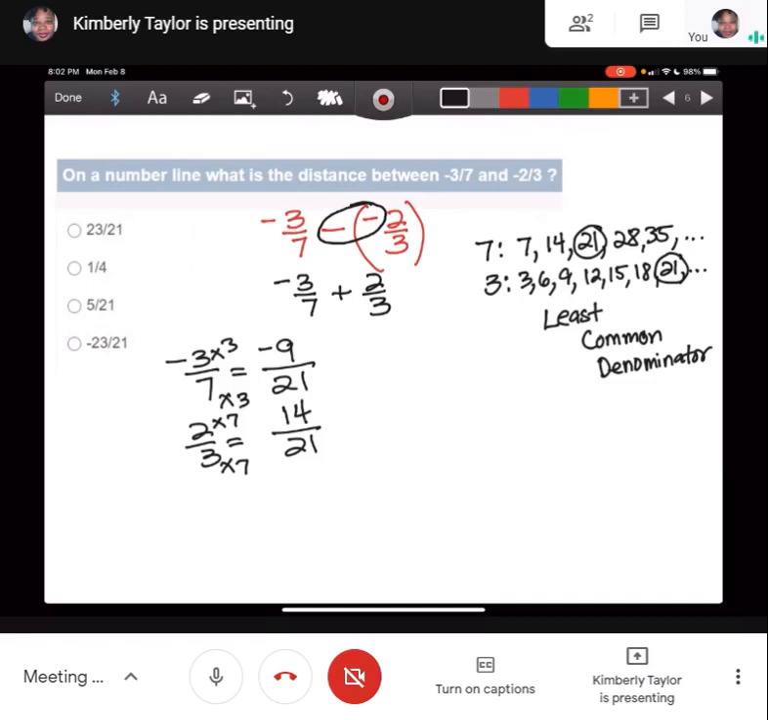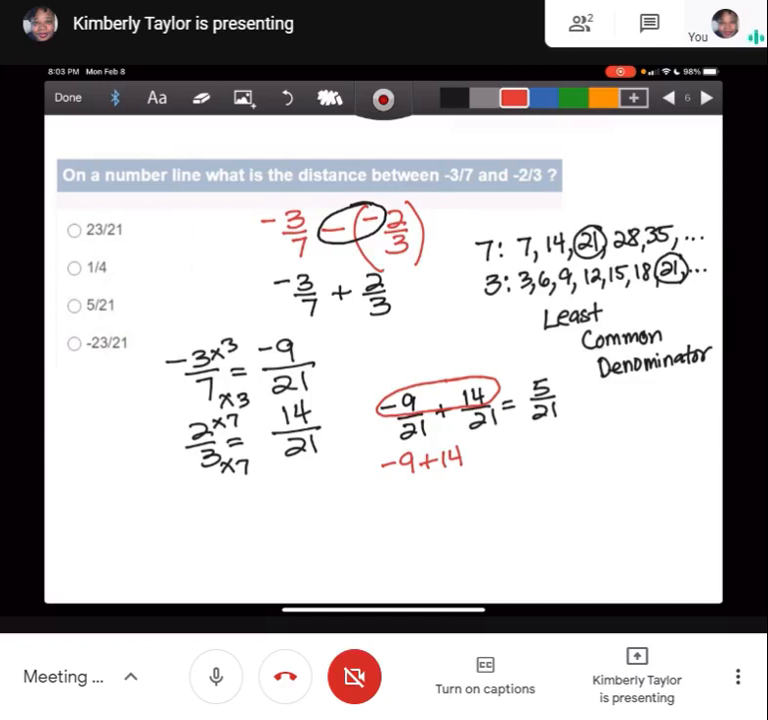So you have negative 9 over 21 plus 14 over 21, and that's going to get you 5 over 21. Now, here's what you have to know. I'm expecting you to know your integer rules. When you have negative 9 plus 14, you know how to handle that when you're working with integers. So you have a negative number and a positive number that you're adding together.